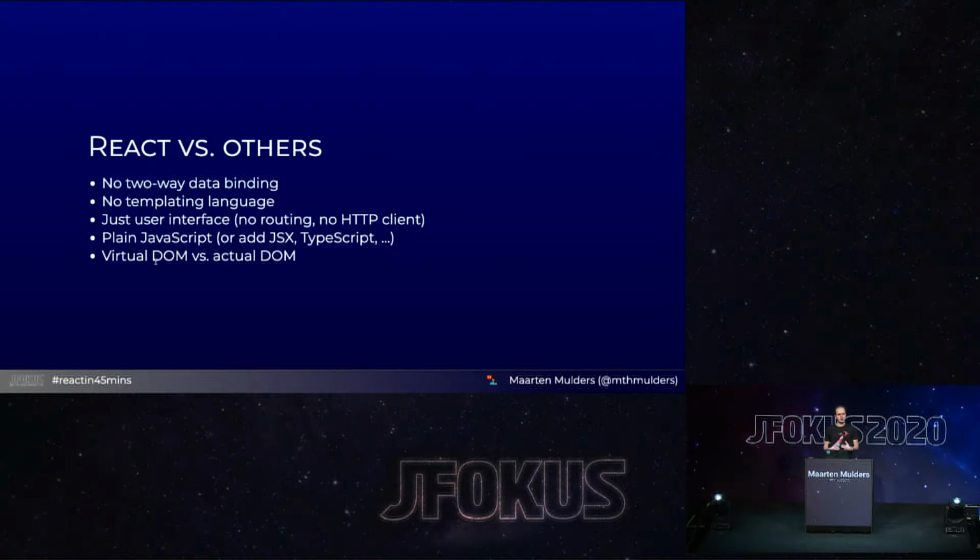And finally, React uses its own mental model of what your document object model looks like. It's called the virtual DOM, and that's, if all goes well, in sync with the actual DOM. And we'll see later how that synchronization process works.